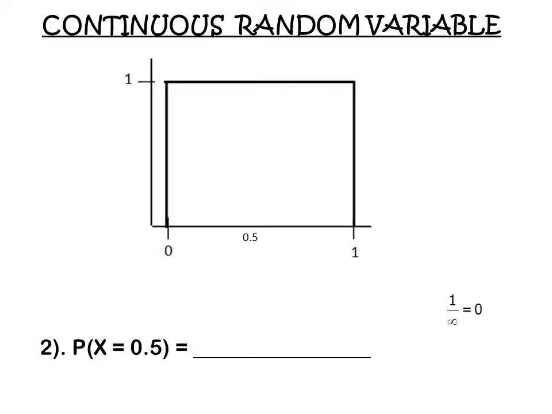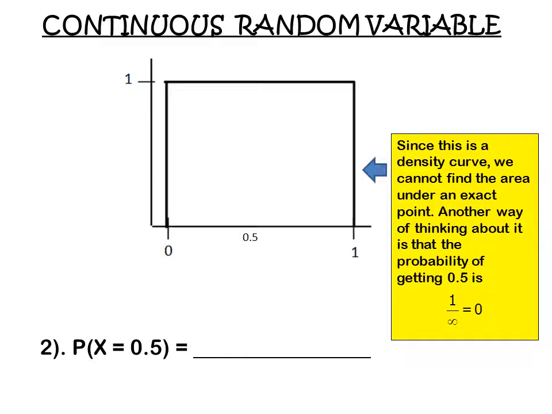Looking for the probability of 0.5 is not possible. Since this is a density curve, we cannot find the area under an exact point. Another way of thinking about it is that the probability of getting 0.5 is 1 out of an infinite number of possibilities. 1 divided by infinity is going to be 0.